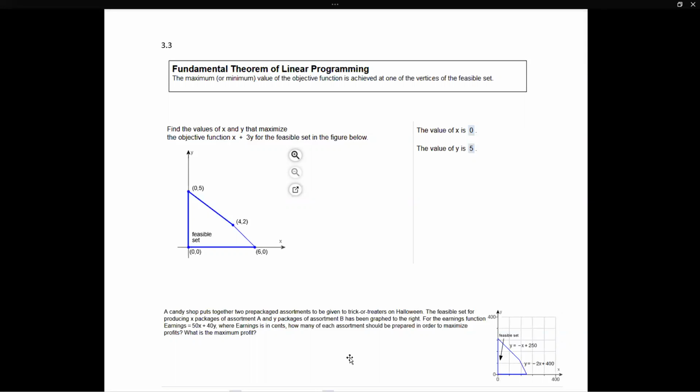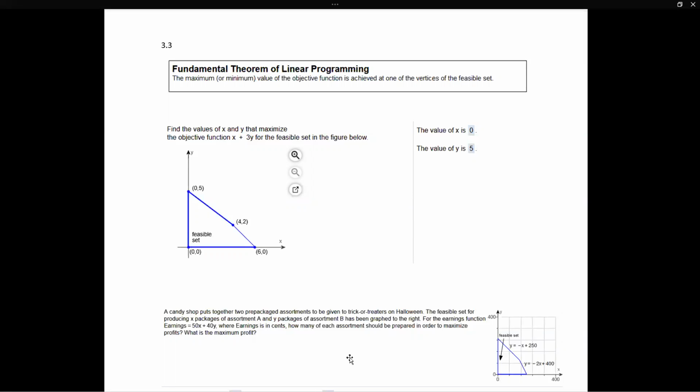There are some details you will find in the book if you need to graph the region for these linear programming problems. The fundamental theorem of linear programming says that the maximum or minimum value of the objective function is achieved at one of the vertices of the feasible set, and that region we're talking about is the feasible set. A first example, a simple one.